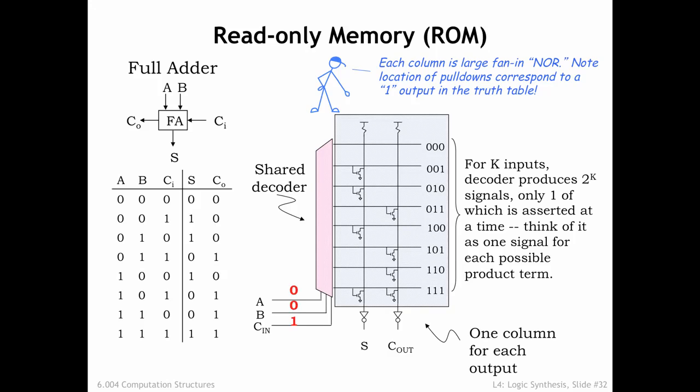For example, if the inputs are 001, the decoder output labeled 001 will be high. This will turn on the circled pull-down switch, forcing the S vertical column low. The Cout vertical column is not pulled down, so it will be high. After the output inverters, S will be 1 and Cout will be 0, the desired output values. By changing the locations of the pull-down switches, this read-only memory can be programmed to implement any 3-input, 2-output function.